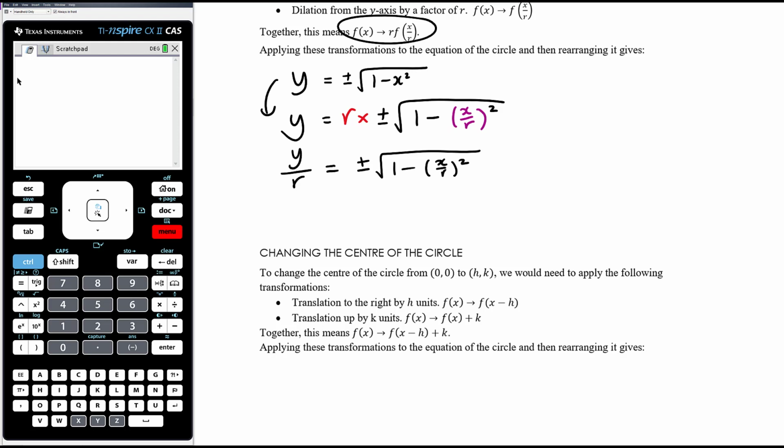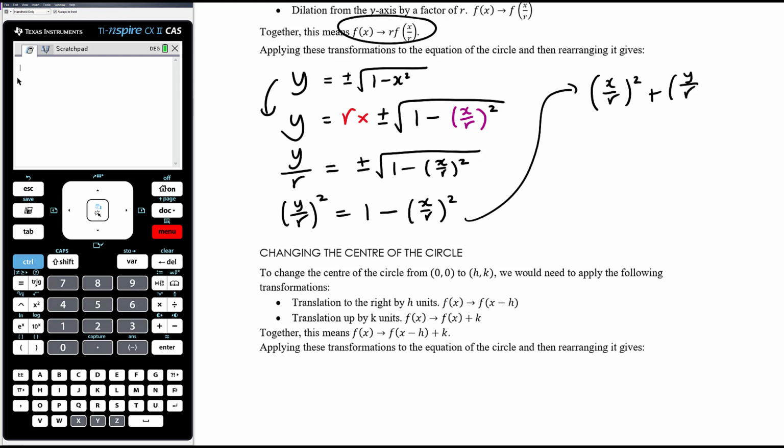Now, if we were to square both sides of this equation, we get y on r all squared equals 1 minus x on r all squared. If I add that x term to the other side, I've got x on r all squared plus y on r all squared equals 1. This is x squared on r squared plus y squared on r squared equals 1. And so if we multiply everything by r squared, we get x squared plus y squared equals r squared.